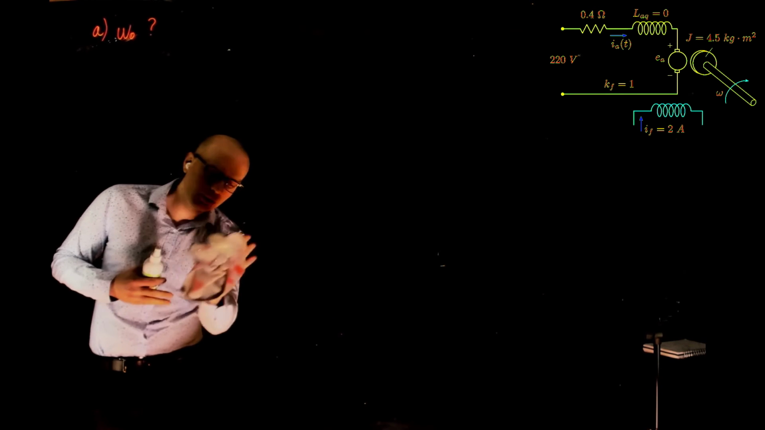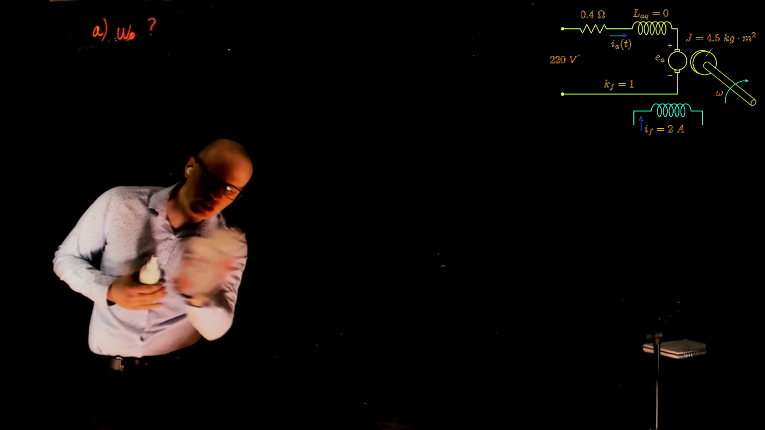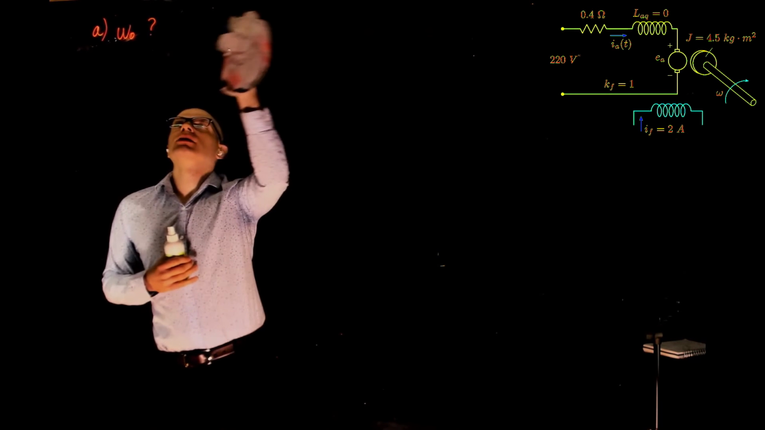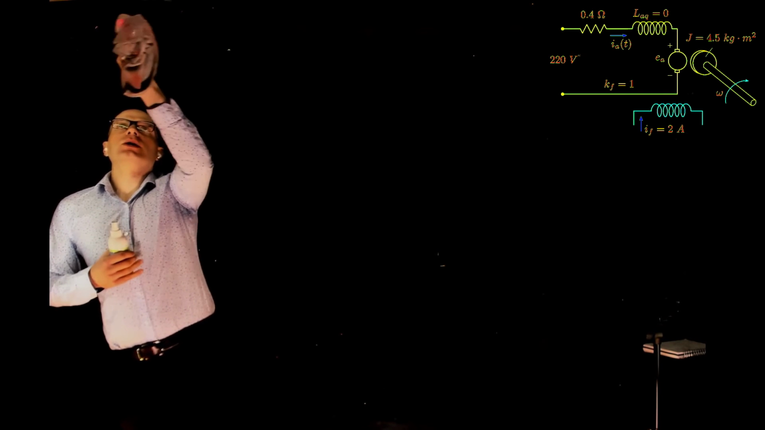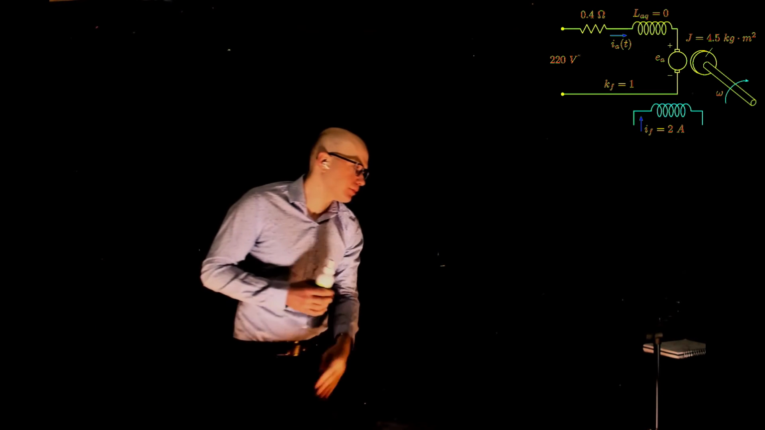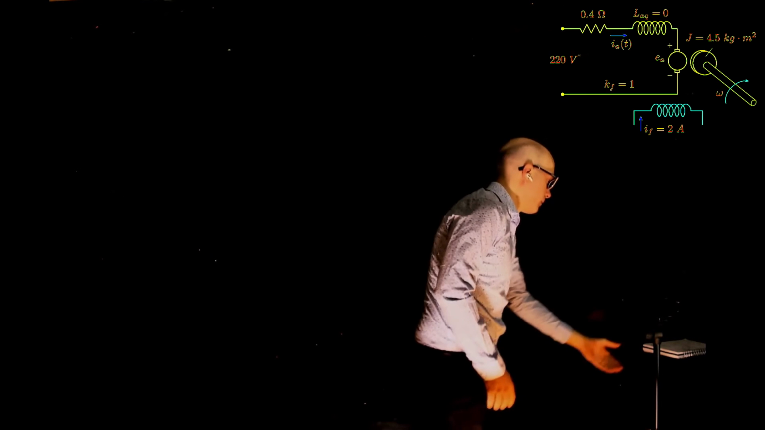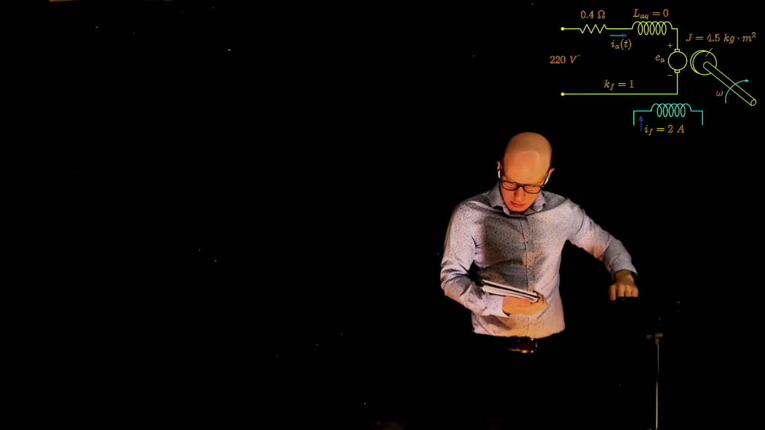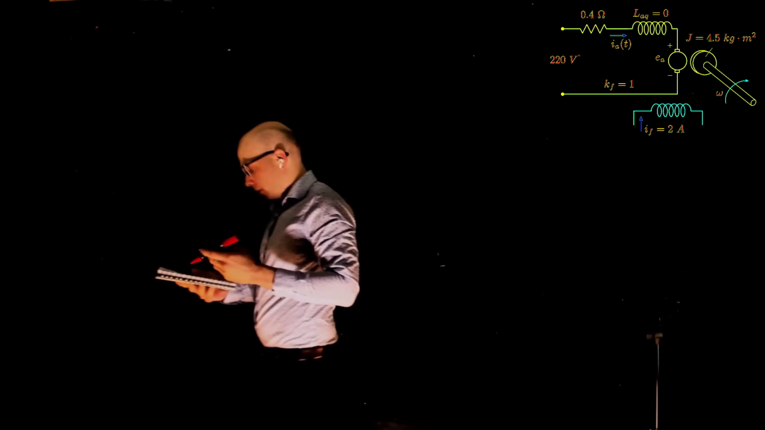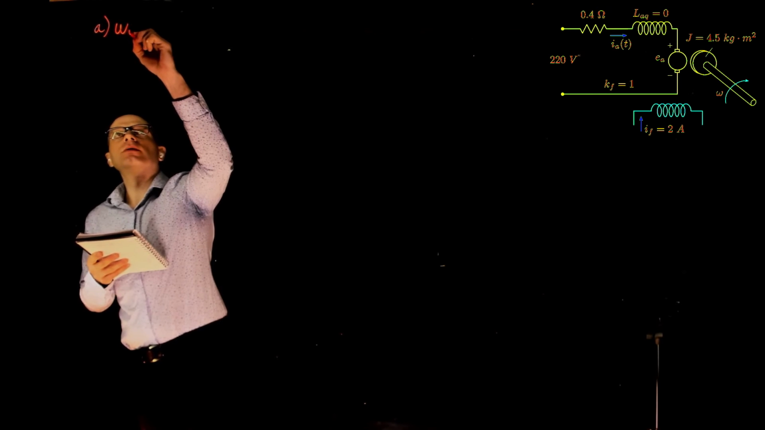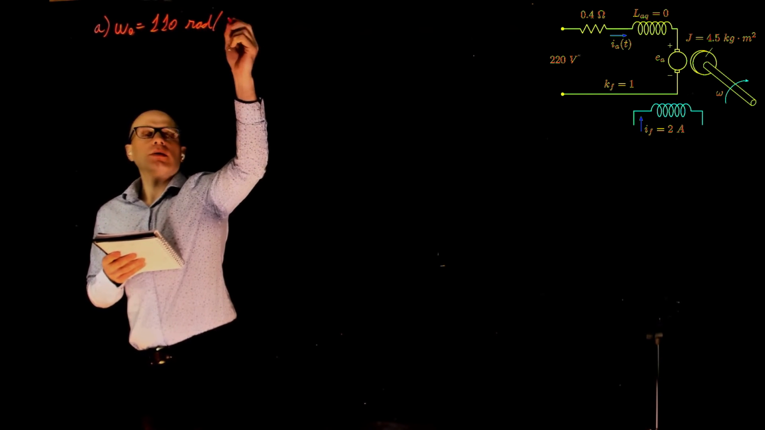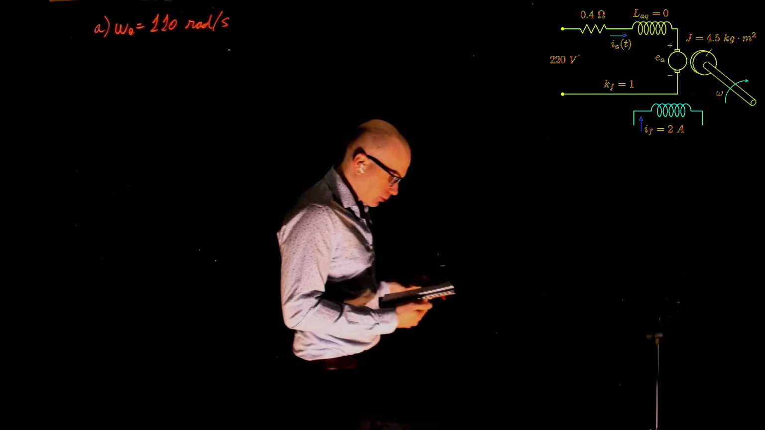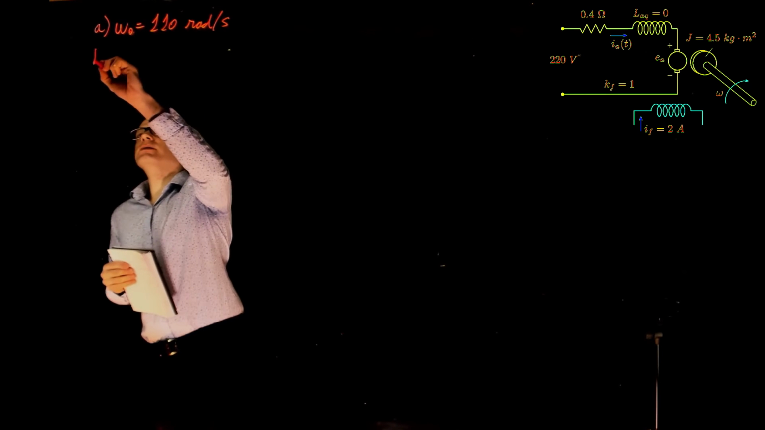Okay. So what we know from part A of the example is that at a no load condition, the rotor rotates at 110 radians per second. Okay, so let's write that down. This is from part A. We had omega 0 as 110 radians per second.